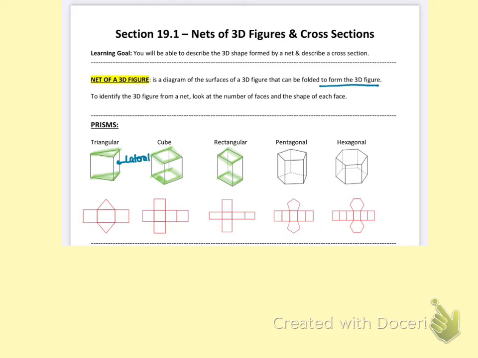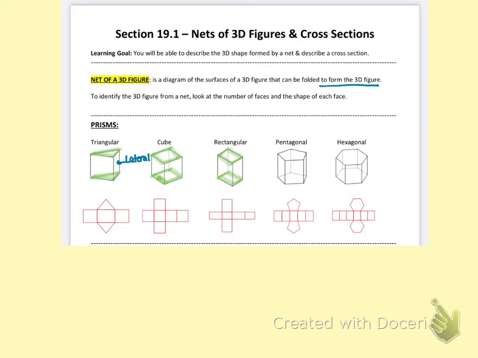A really good example of this is if you've ever taken a label off a can. I know that's a cylinder, but a cylinder is still a prism. If you laid that label out flat, it would turn into just a big rectangle that could wrap right back around that can and cover it, like a soup can label. And that's the lateral surface.